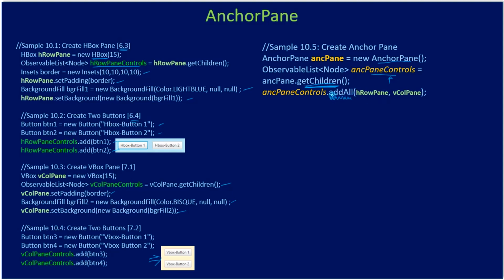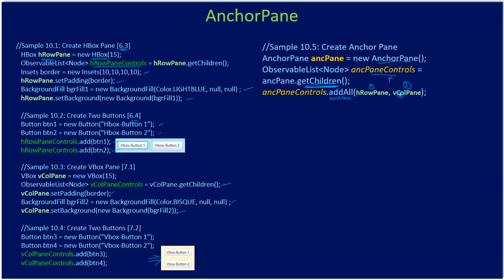You can also call the addAll method, and you can pass multiple nodes to this method. It can be any number of arguments, so we can call this a variable number of arguments. And this time I'm passing 2 children. One is hrowPane, which is a collection of 2 buttons arranged horizontally. Then we call vcolPane, that's a collection of 2 buttons arranged vertically.